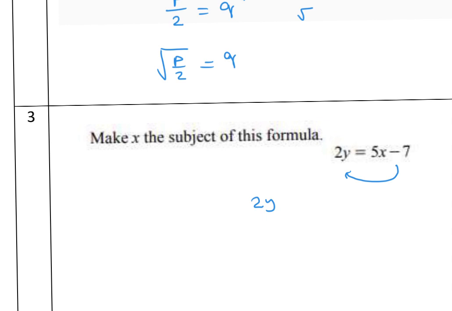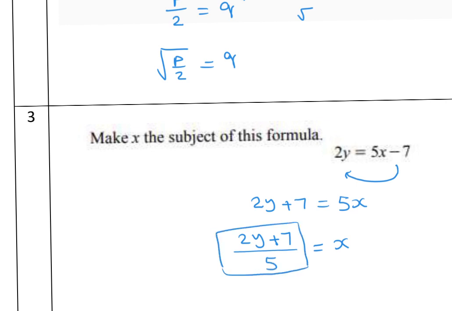So 2y plus 7 equals 5x. Then we divide both sides by 5, or 5 goes to the other side by division. So x equals 2y plus 7 over 5. Good job Hamza. Now x is the subject.